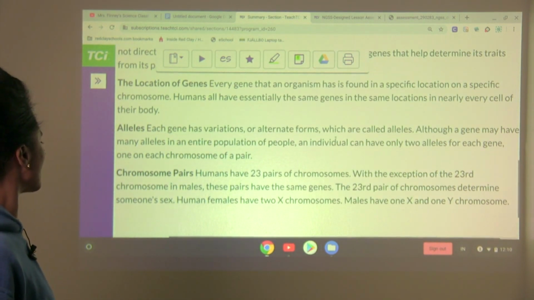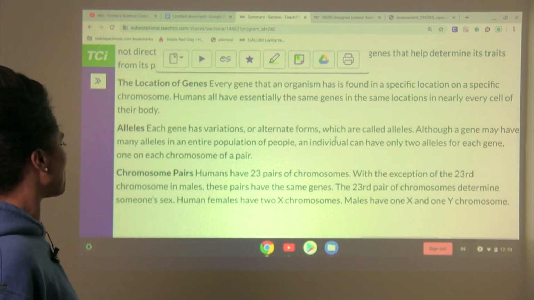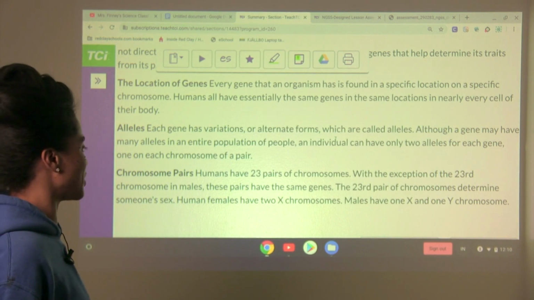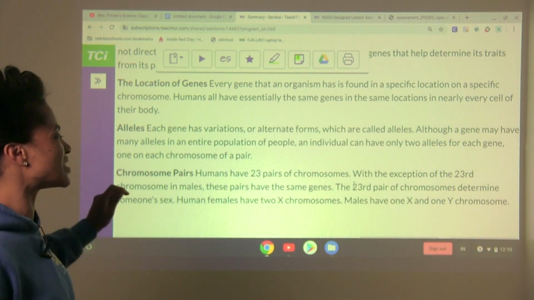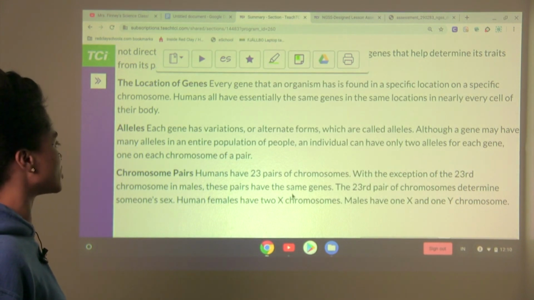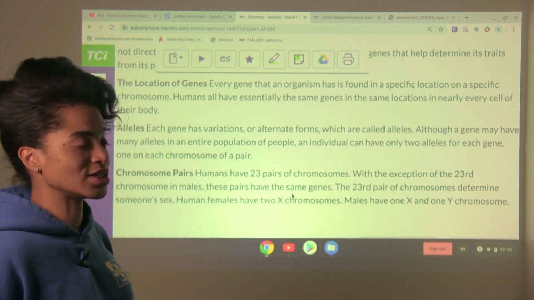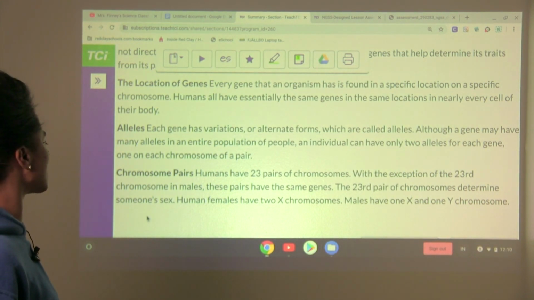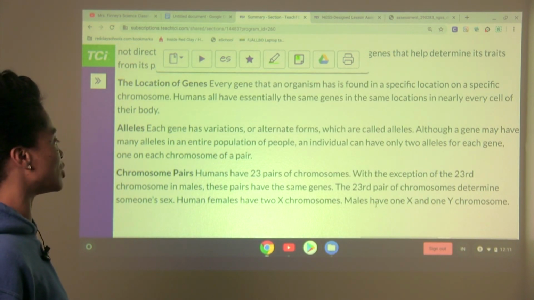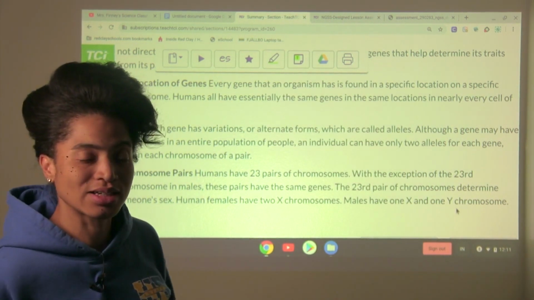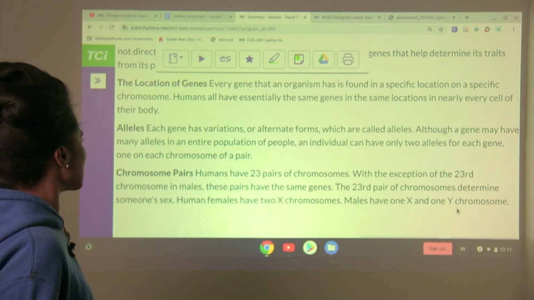The last section we covered was titled Chromosome Pairs. Humans have how many? 23 pairs of chromosomes. These pairs have the same genes. The 23rd pair of chromosomes determines someone's sex. Human females have 2 X chromosomes. Males have 1 X and 1 Y chromosome. That's the information that we covered in lesson 8.